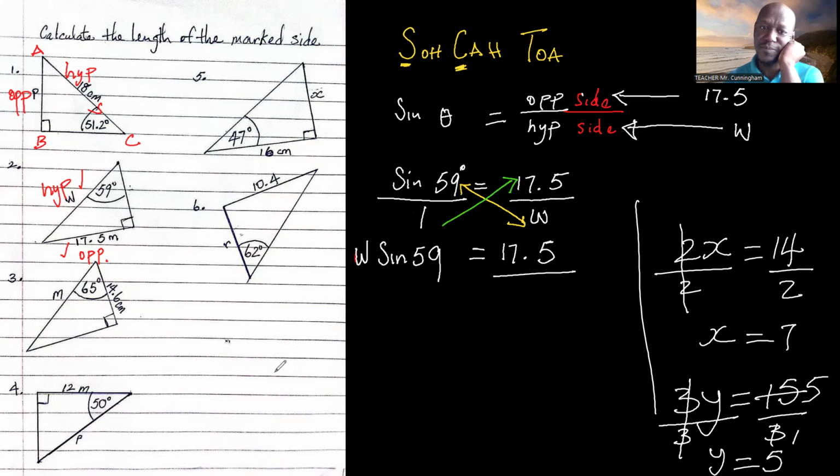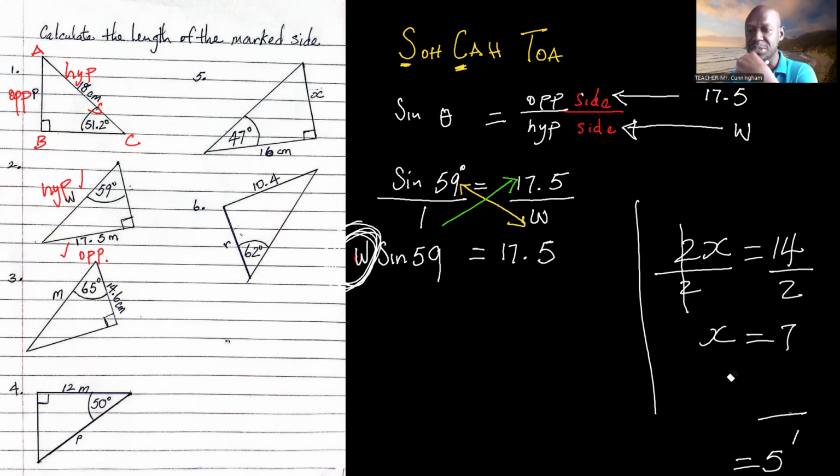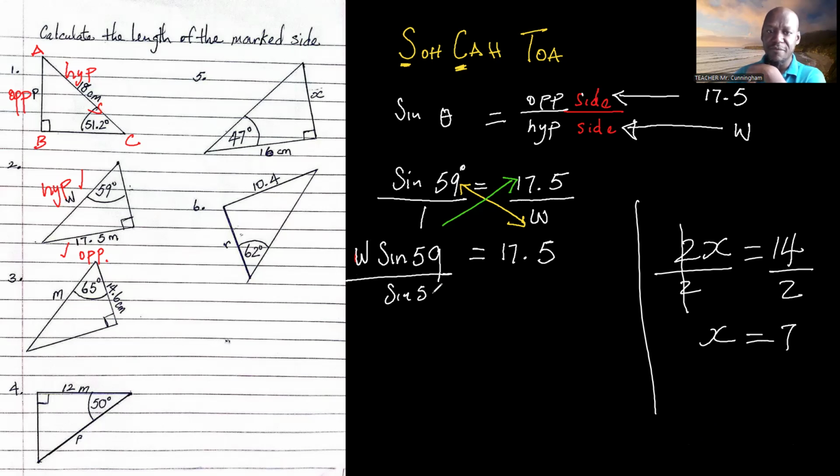Because I have my unknown here, it tells me I have to get rid of it, so I have to divide by sine 59. The same way I did here, I erased it to get space. Once you multiply, you divide by the value that's next to it. So I will divide by sine 59.